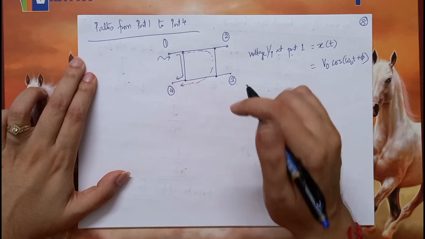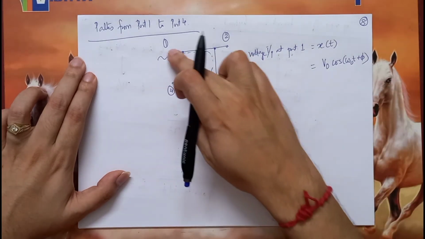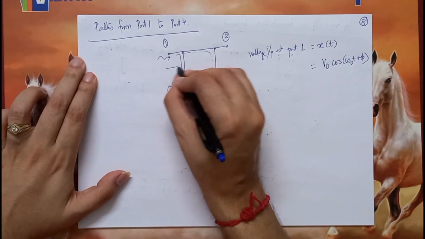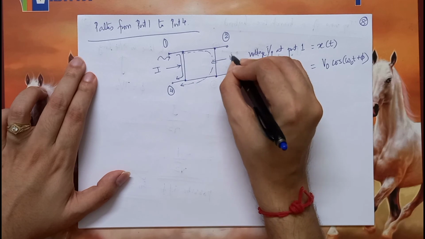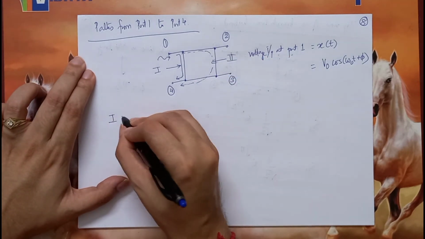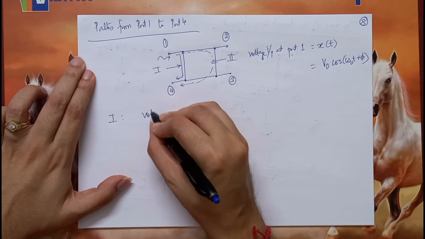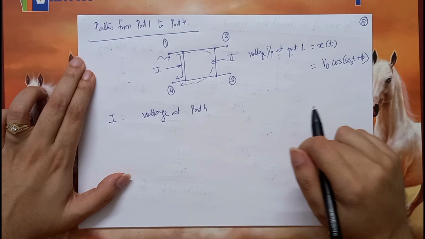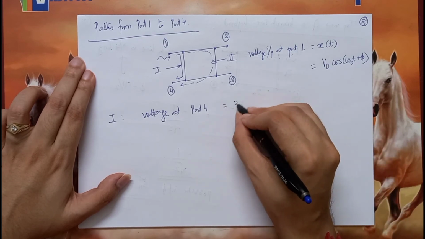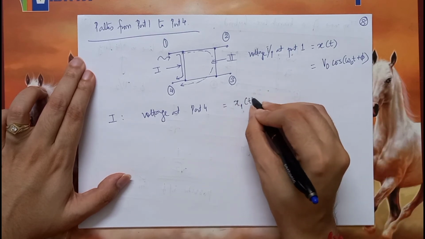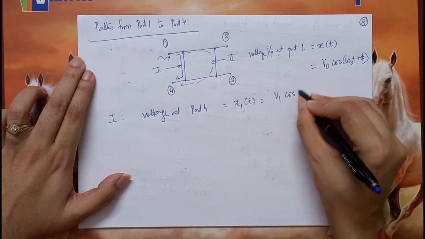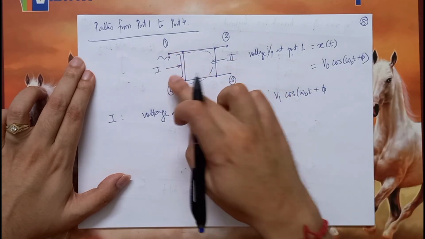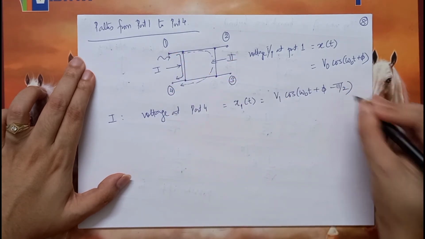Now what is happening? This signal which is coming to port 1 is passing now through two different paths. Let's call this path 1 and this path 2. So due to path 1, the voltage at port 4, obviously there may be some change in magnitude. So let's call it some x1 of t. That will be V1 cos(omega 0 t plus phi), and also the phase of this lambda by 4, which is minus pi by 2.